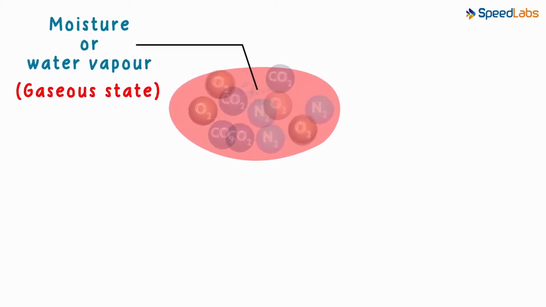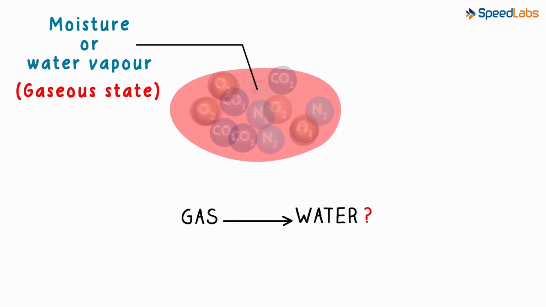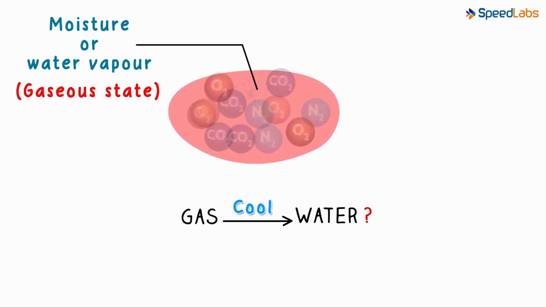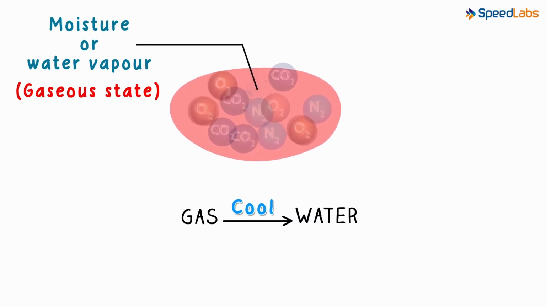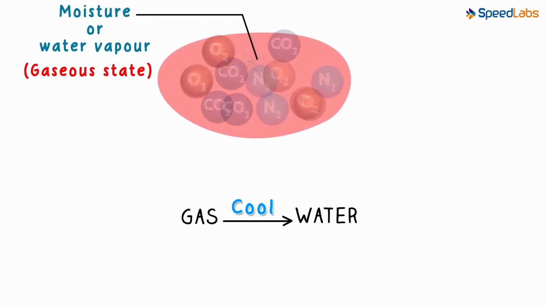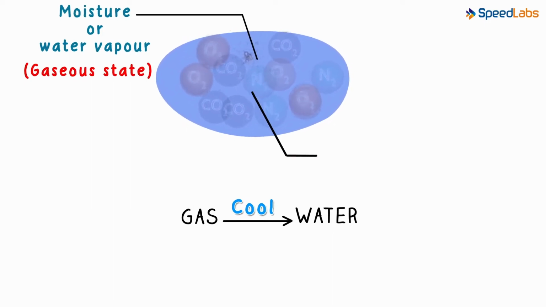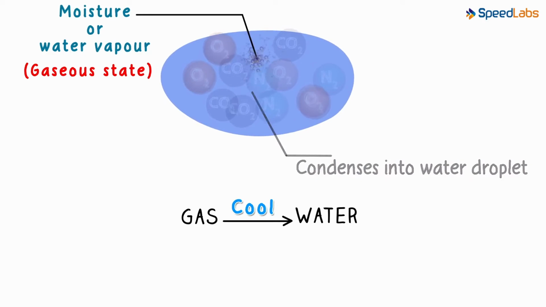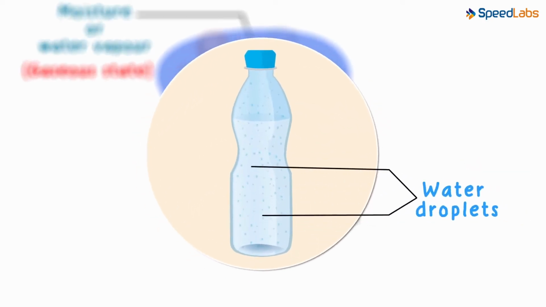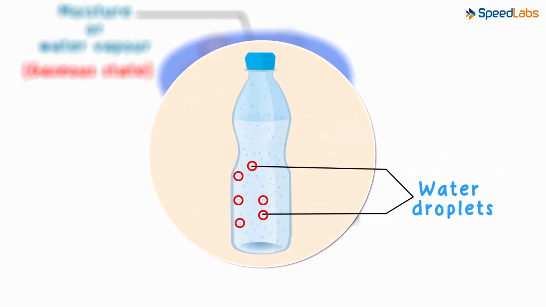molecules. How would you convert gas into water? We can simply cool gas to get water, right? And that's exactly what happens to the moisture as it rises higher and higher. It gets cooler and at a certain point, the water vapor condenses into a water droplet. Just like the tiny water droplets formed on the surface of a bottle which has been taken out of the refrigerator.